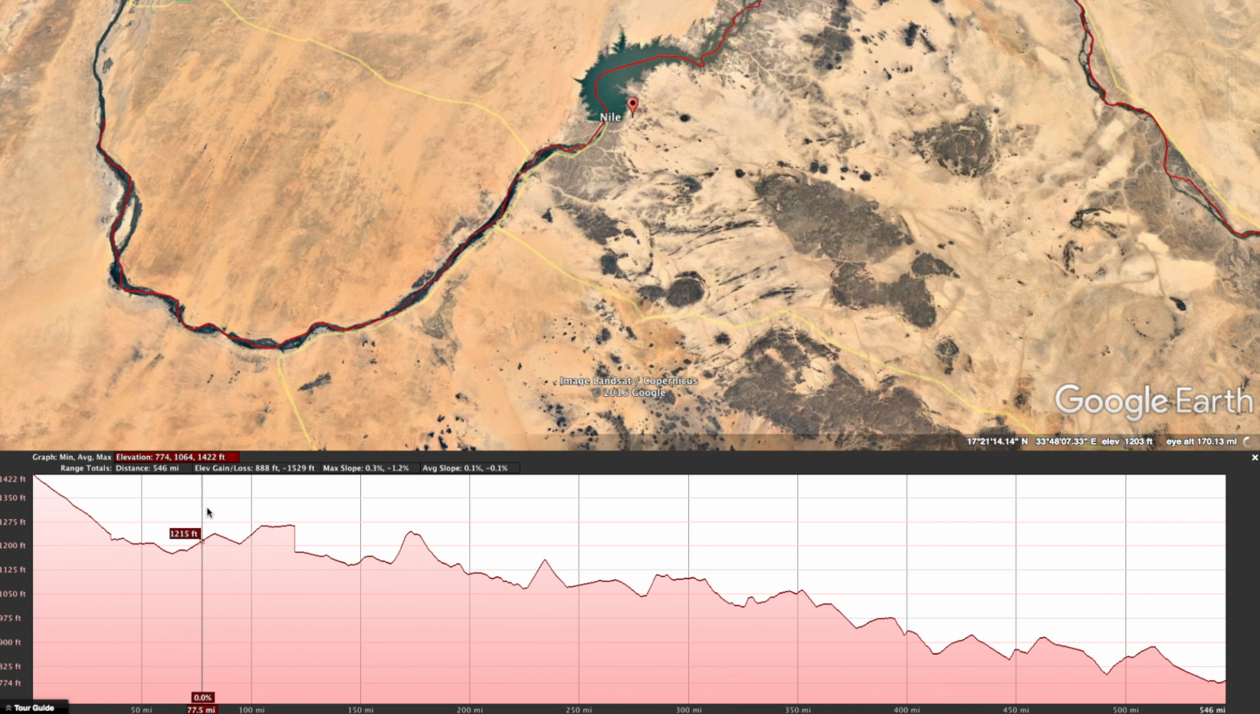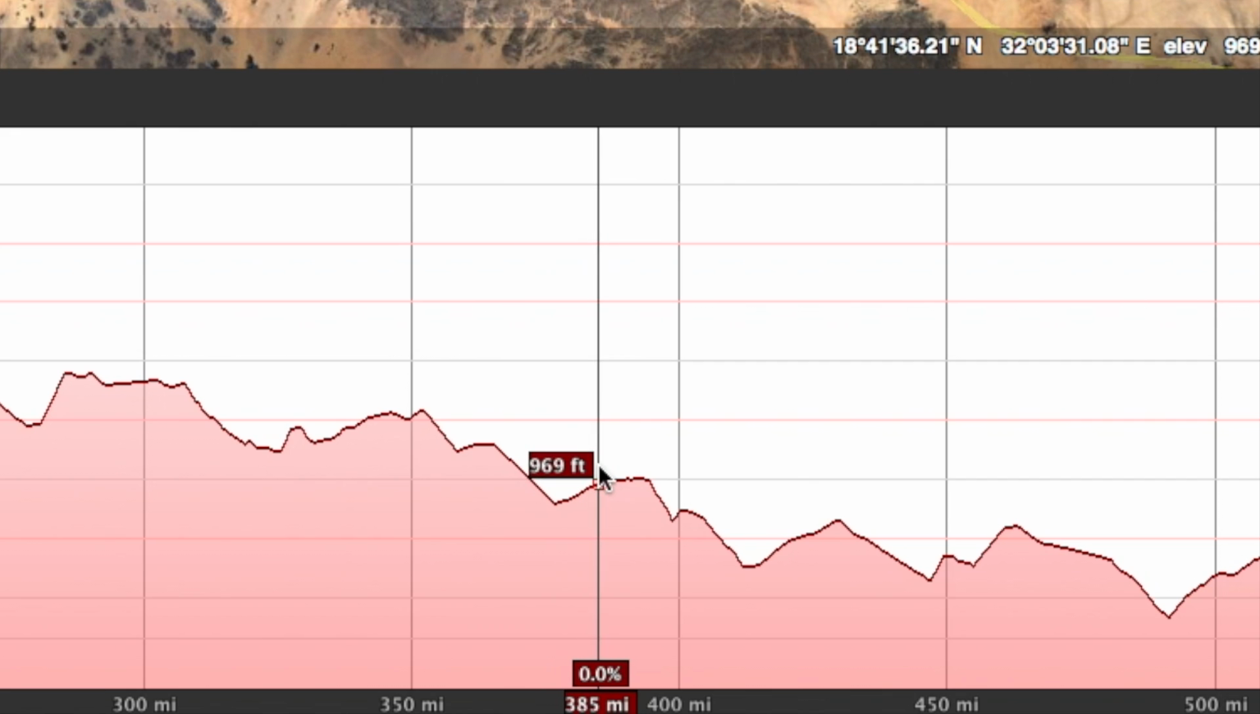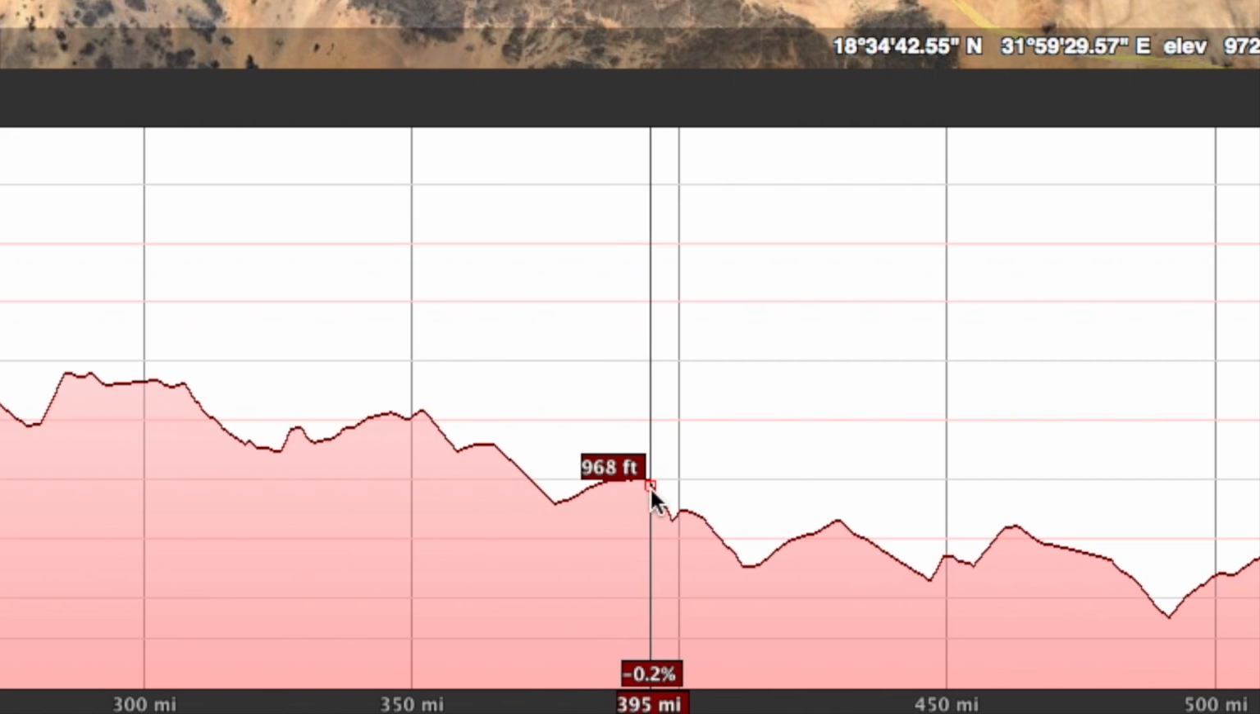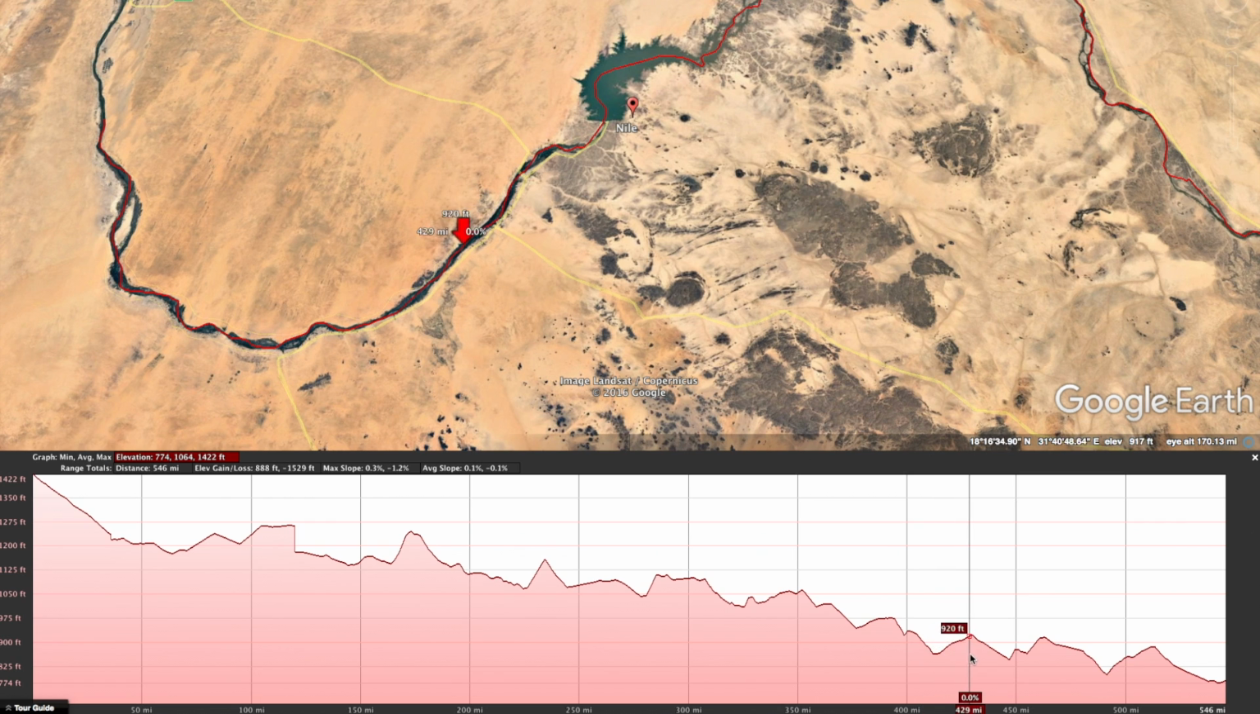So let's see if we can follow the arrow. And sure enough, right here is basically the peak of the dam. And then we see a major drop off immediately after it passes over. And the river continues to flow. So as I mentioned before, I thought it would be interesting to show a cross section of the landscape.